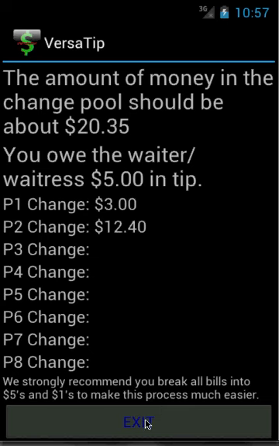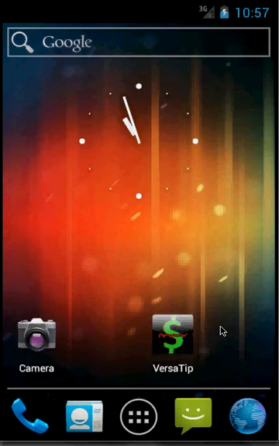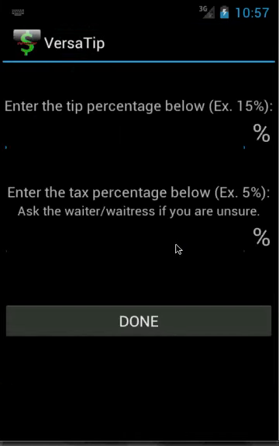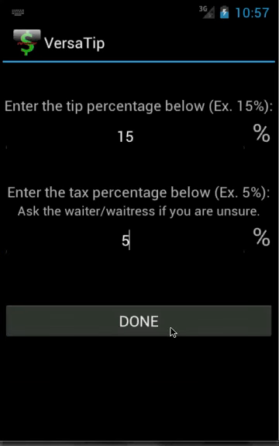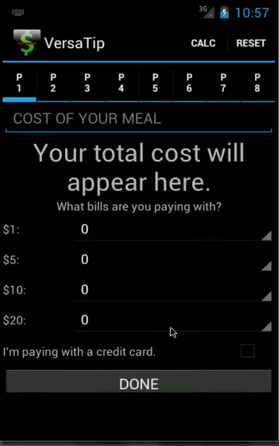Hit the exit button at the bottom. Of course, someone might have a credit card. So let's go back and see what happens if one person has a credit card. We'll keep tip and tax the same. Of course, if there's only one bill, it's impossible for more than one person to be paying with a credit card. Let's make person 1 pay with a credit card.